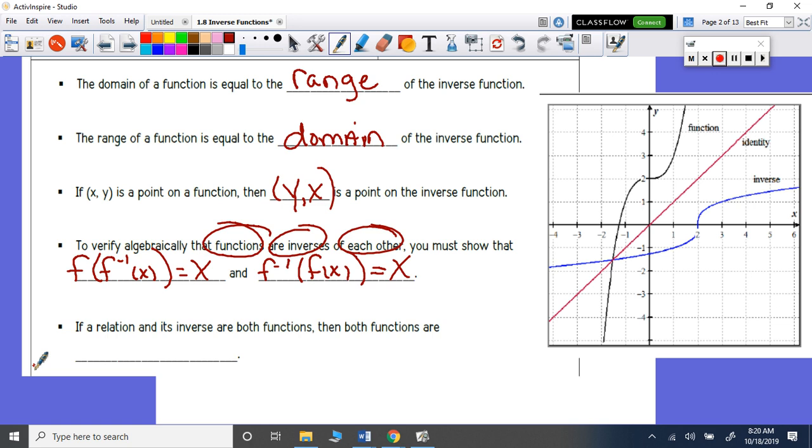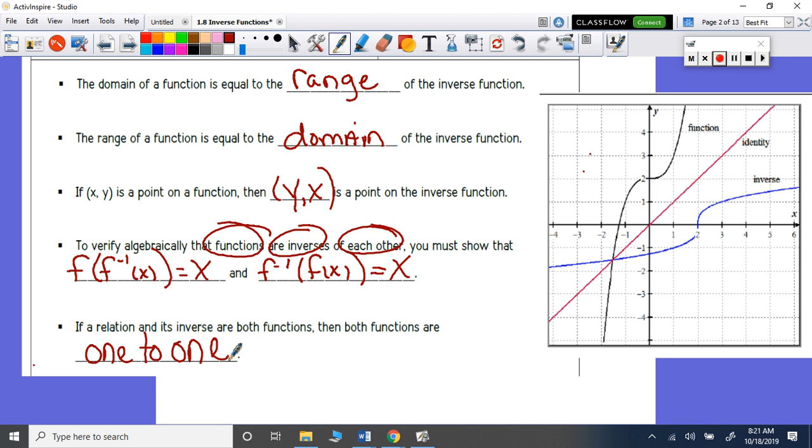And if they're true inverses of each other, that means they're symmetrical with y equals x. It means their x's and y's are flip-flopped. It means the function and its inverse both pass the vertical line test. And it also means they are one-to-one. You probably touched upon that last year.